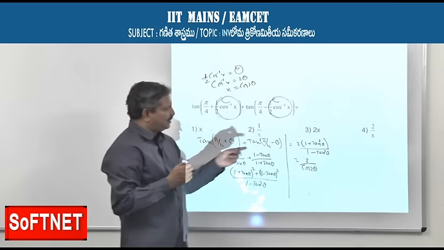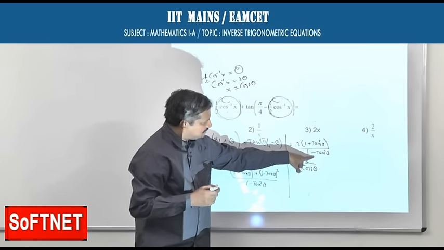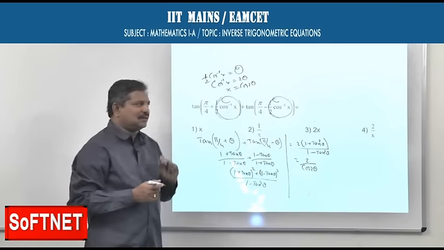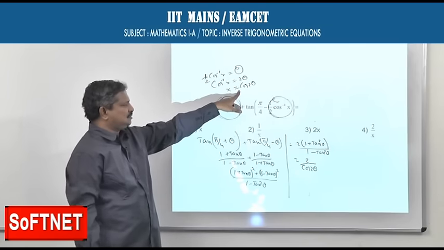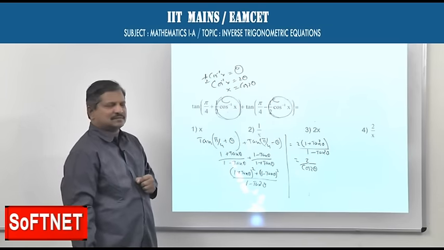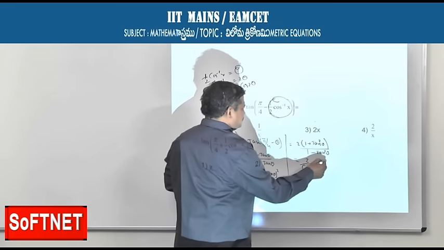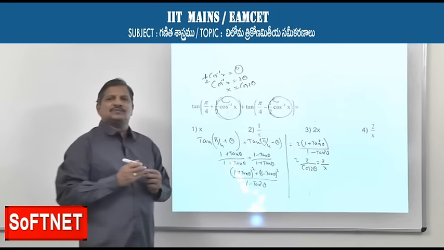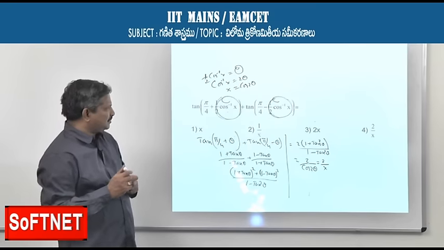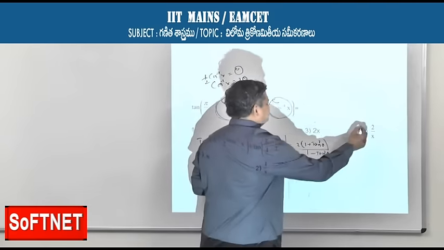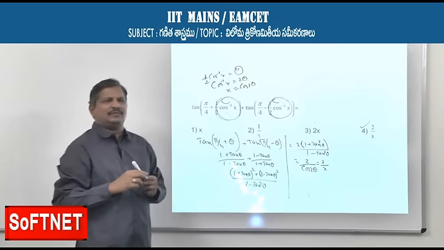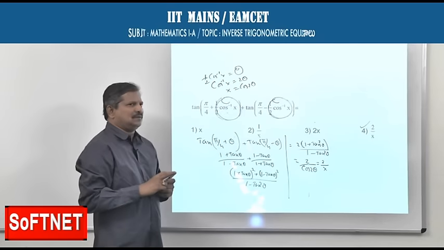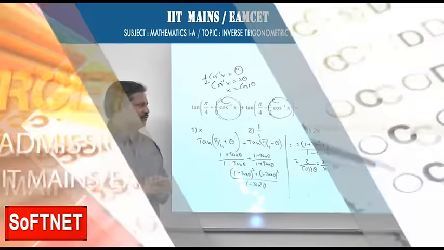Cos 2 theta is (1 minus tan square) by (1 plus tan square). But here we have (1 plus tan) by (1 minus tan), so 1 by cos 2 theta. But already we got cos 2 theta is x. So, I can write cos 2 theta as x. So, if you observe the options, it is the fourth option. Option number 4.